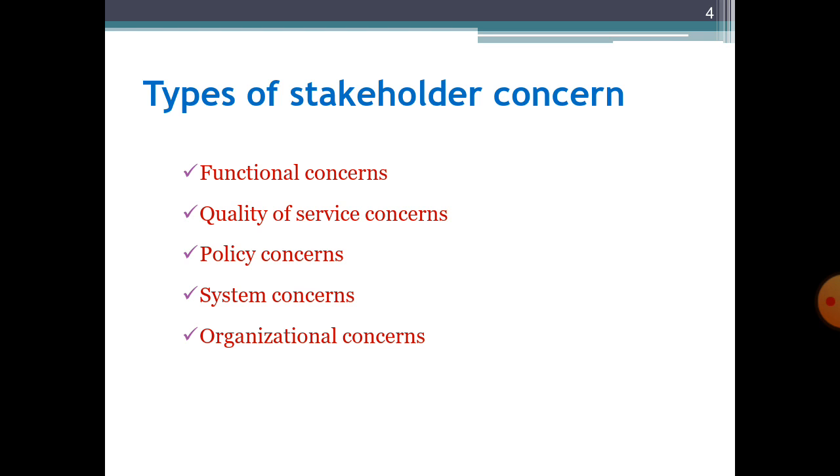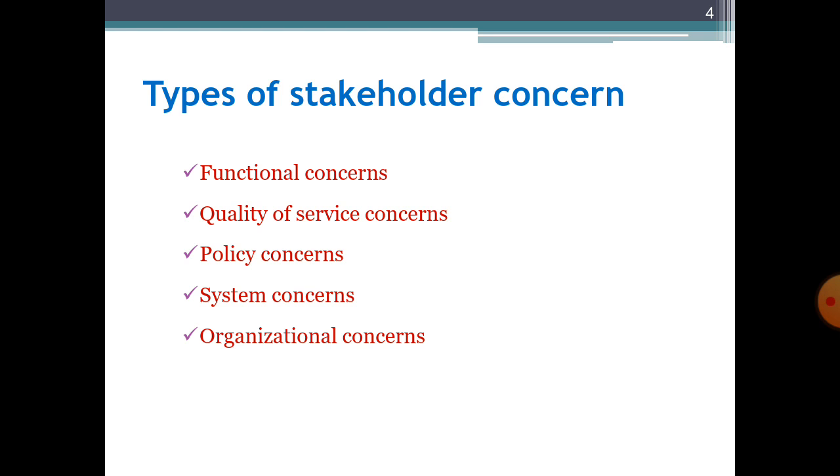And the next one is system concern. This concern is related to attributes of the system as a whole, at a system level, like maintainability or configurability. These are the system concerns. And yes, quality of service concerns and system concerns are a little bit similar to each other, but system concerns are dealt with at a system level, like maintainability or configurability. These two things are considered at a system level. So these are basically system concerns.